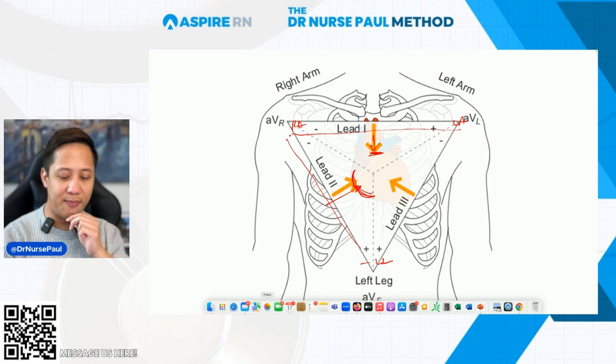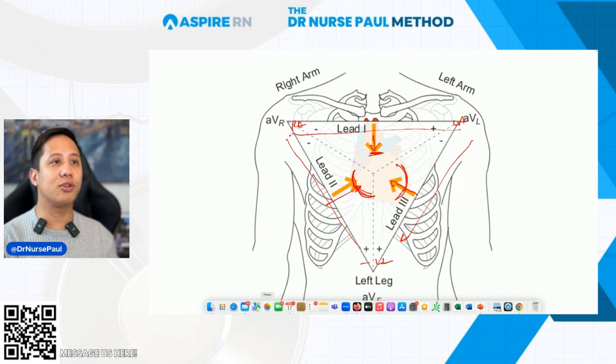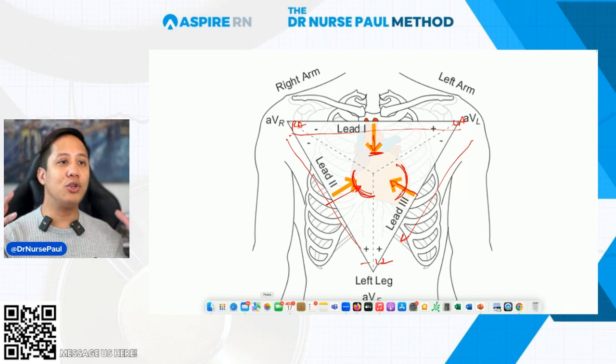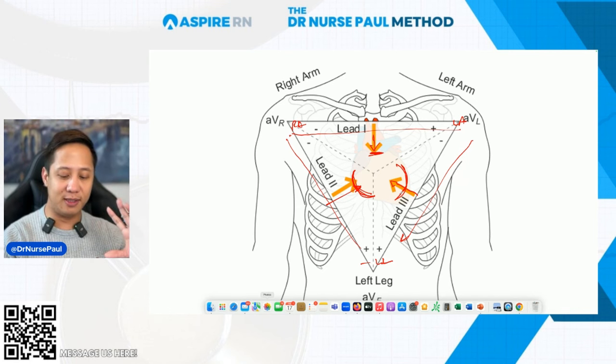And lead three is a combination of LA and LL. That's looking this way, all right? This way. Sometimes you have arrhythmias or MI in these areas. So in short, when you use your limb leads, you're checking top, sides, bottom. You got it? Because this is the bottom part.